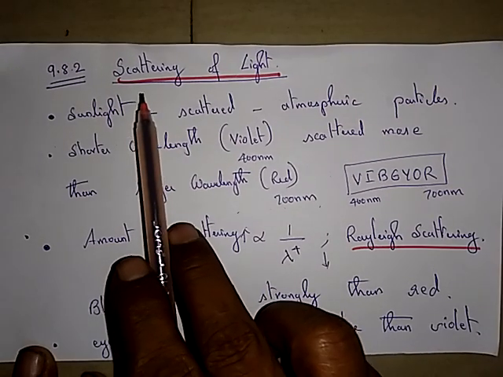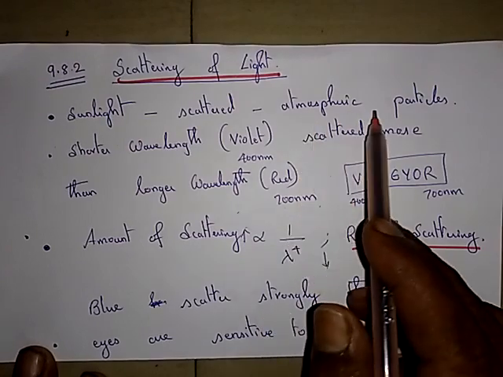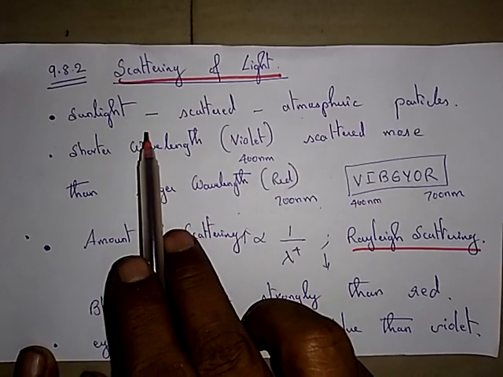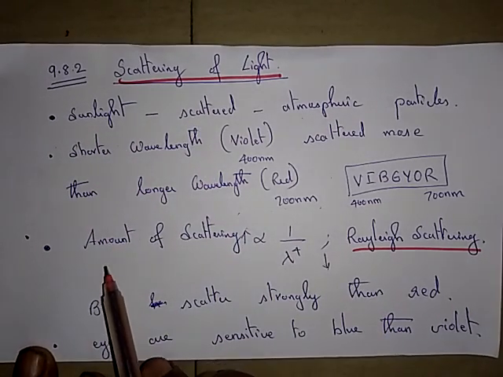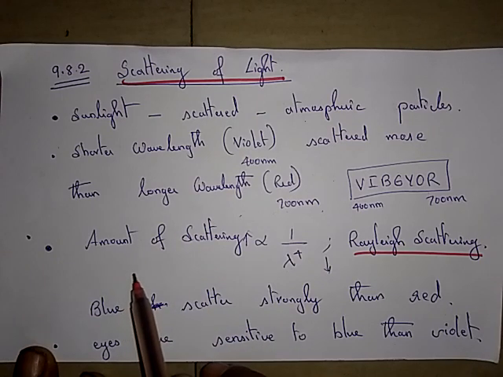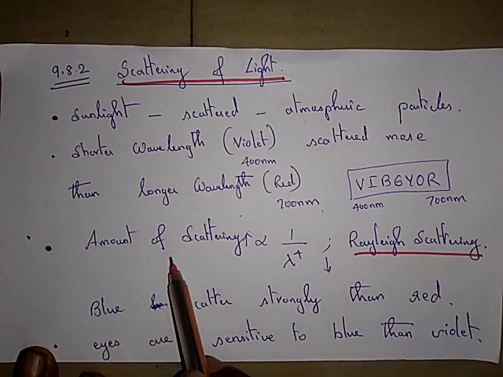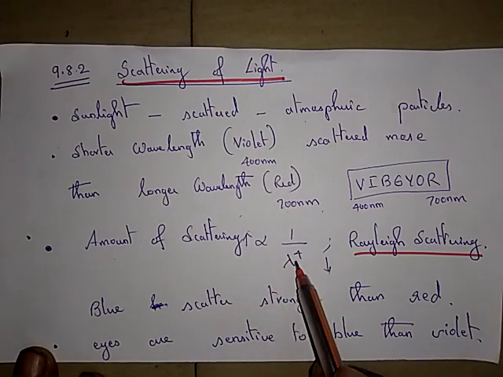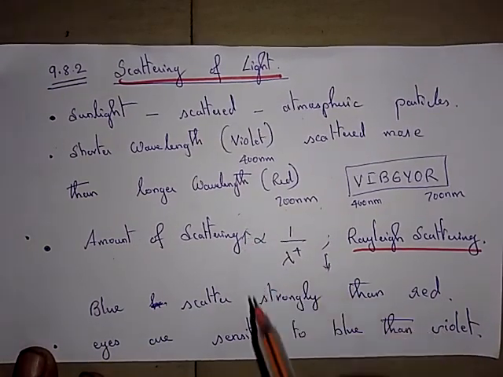Today we are going to see about scattering of light. We all know that due to the particles in the atmosphere, the sunlight, usually we call it white light, gets scattered. And there is a relation connecting the wavelength and the amount of scattering, which is given by Rayleigh's formula, or we call it Rayleigh's scattering. The amount of scattering is inversely proportional to lambda power 4. That means if lambda decreases, scattering increases.